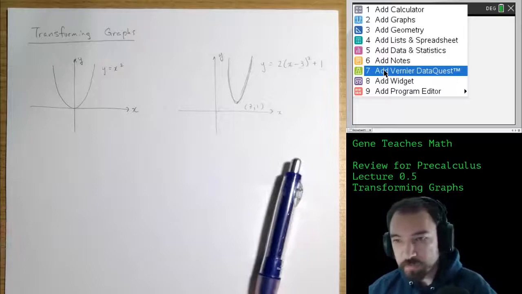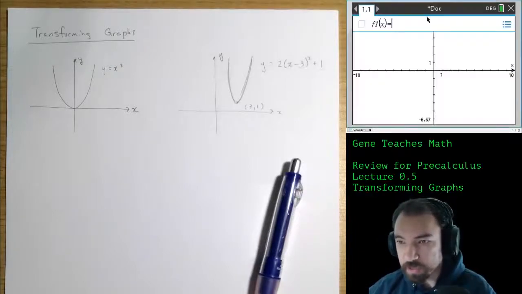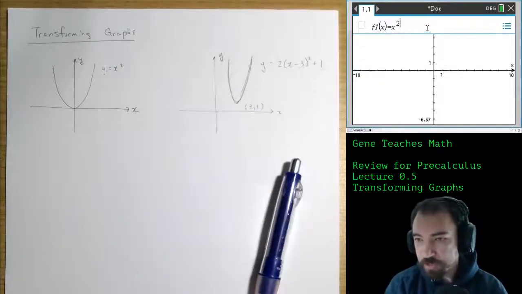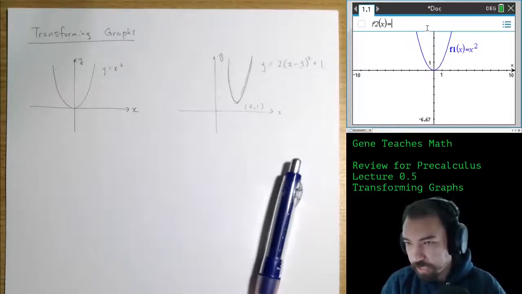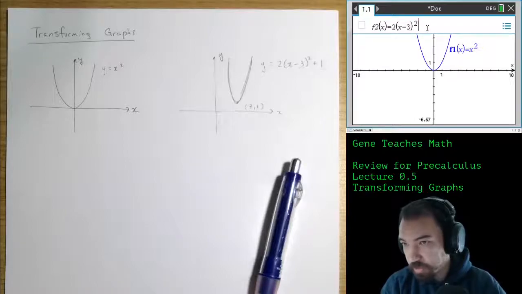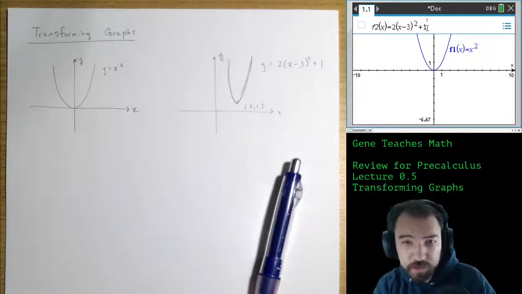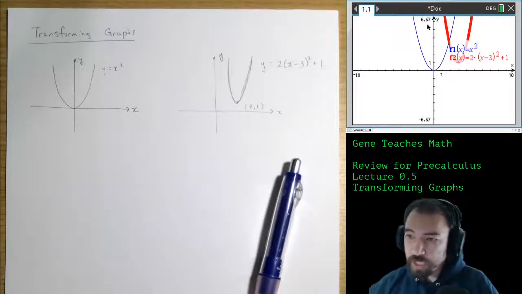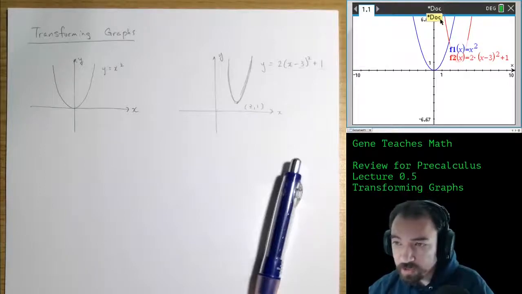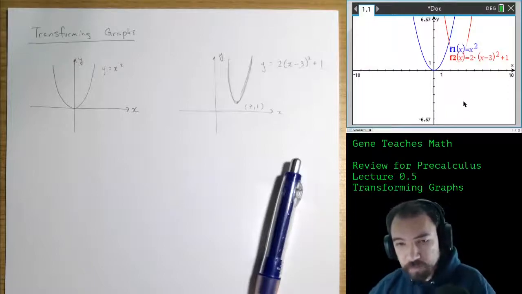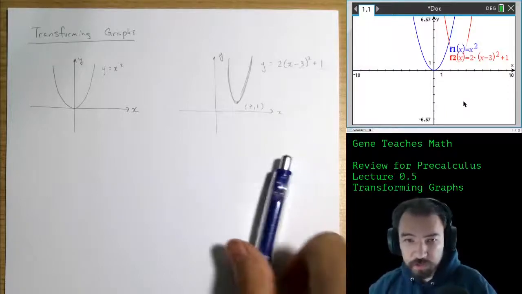So we can confirm this really quickly using a graphing utility. I can say, what if I have y equals x squared, and what if I have y equals 2 times (x minus 3) squared plus 1? And I think you've seen me do this in the first lecture. So there we have it. We are twice as tall, though it's hard to see in this, and then we're over 3 and up 1. Okay, so far all of this is good.